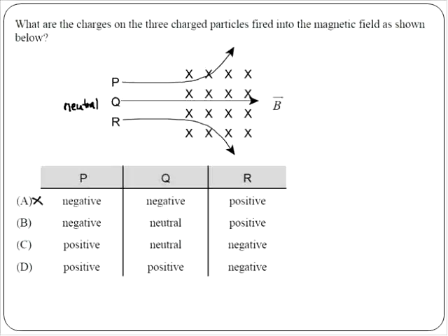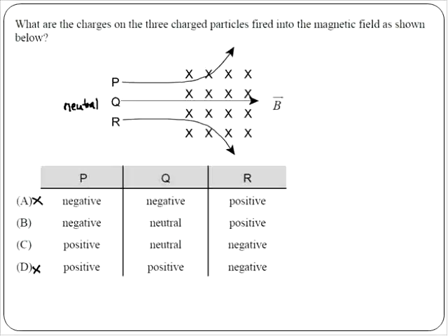So that means it can't be A, it can't be D, because that says Q is negative or positive. All right, so now we got to figure out, by the two charges that deflect, P and R, which one of those is negative? Well, let's use our left-hand rule. Our left-hand rule says that our fingers point in the direction of the magnetic field, which in this case is into the screen. Your thumb points in the direction that the particle is traveling, which is to the right. And if you do that, your palm points downwards.